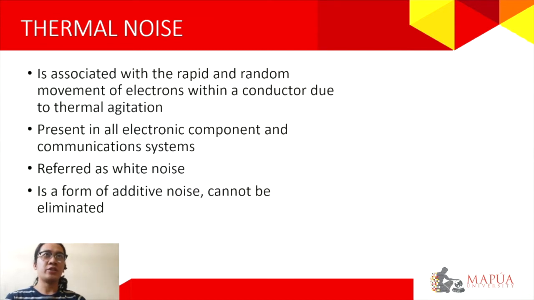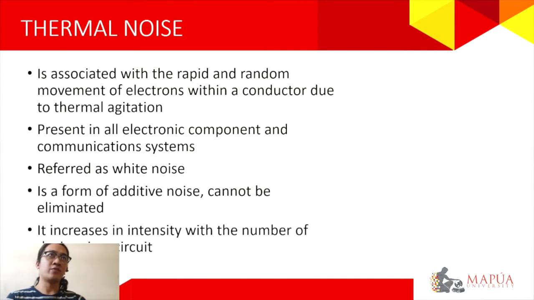The hotter the amplifier becomes, the more white noise it produces. That is why there is such a thing called thermal noise. It is a form of additive noise and cannot be eliminated. You can only reduce this kind of noise if you cool down the instrument or the amplifier itself. It increases in intensity with the number of devices in a circuit.